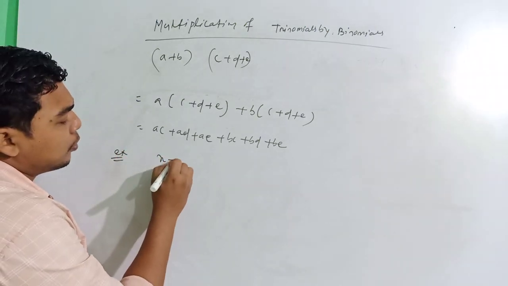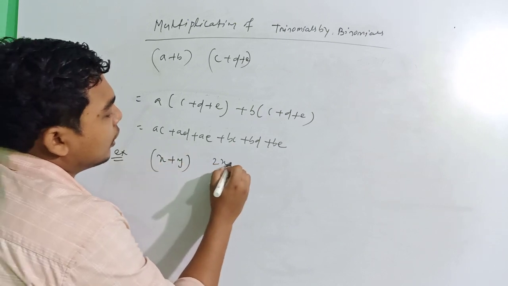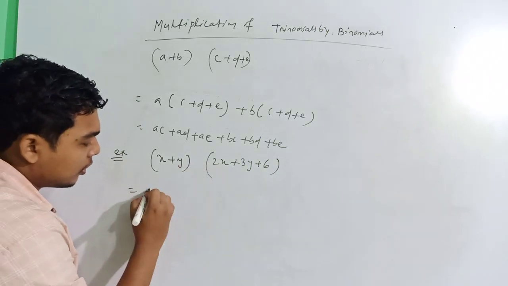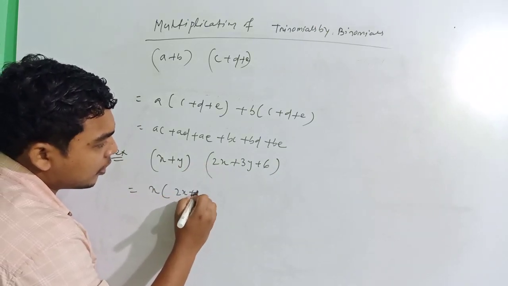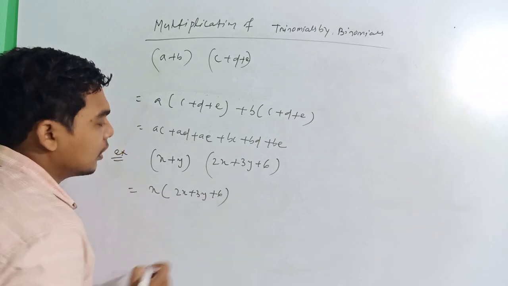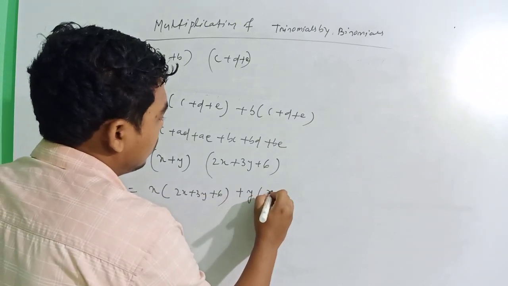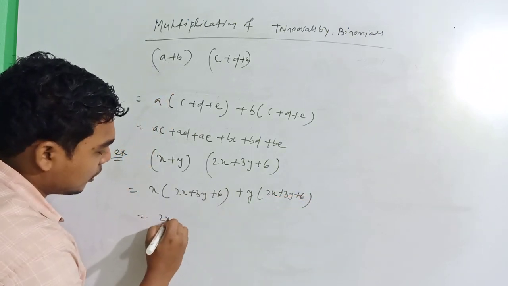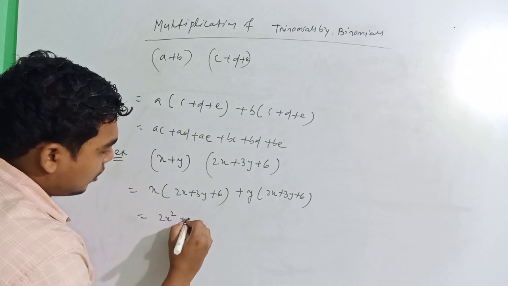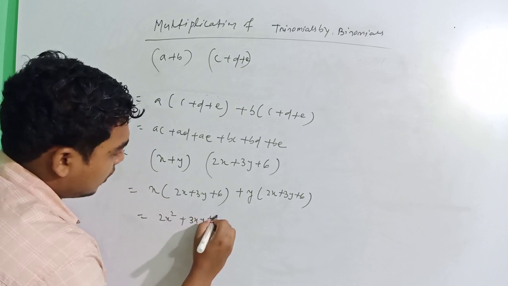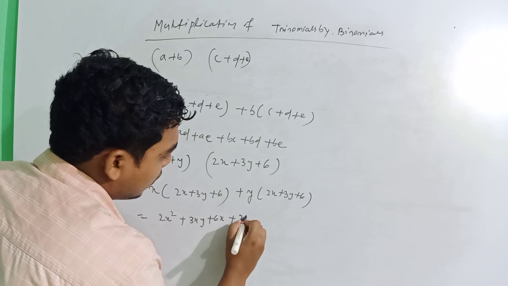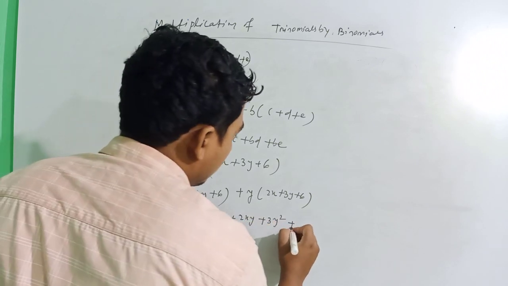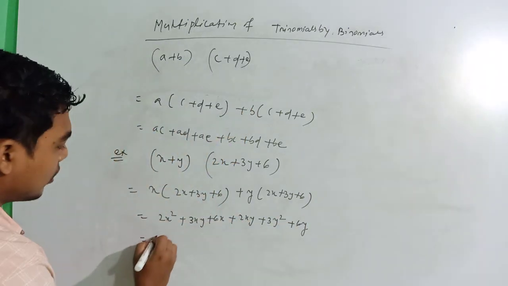An example: suppose x plus y whole into 2x plus 3y plus 6. So first we keep x whole into 2x plus 3y plus 6 constant, then plus y whole into 2x plus 3y plus 6. What is the answer? That is 2x square, 3xy, then 6x, 2xy, 3y square plus 6y. Then look, what are the additions?